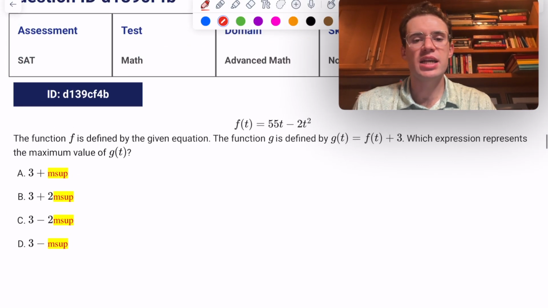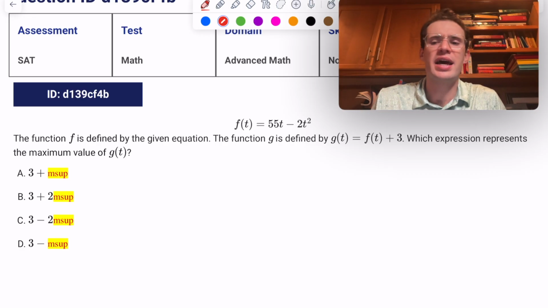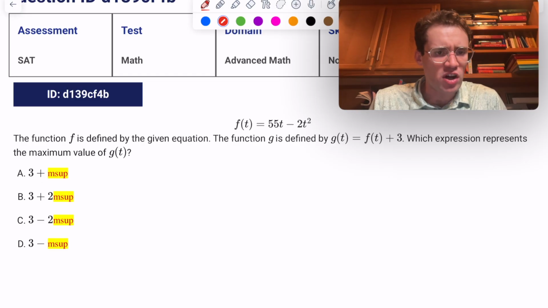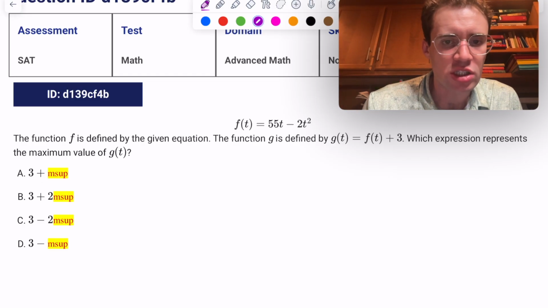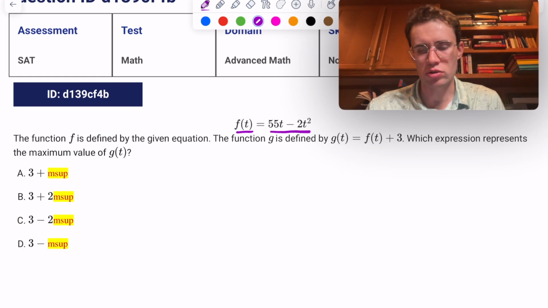All right, I have another M-sup one here. Well, maybe this one we can figure out which of the answer choices it wants it to be. Again, I always will try to write what the actual answer should be so that you'll know in case they end up updating it eventually, or just if you get a problem like this. So we have the function f is defined by the given equation. The given equation is f of t equals 55t minus 2t squared.